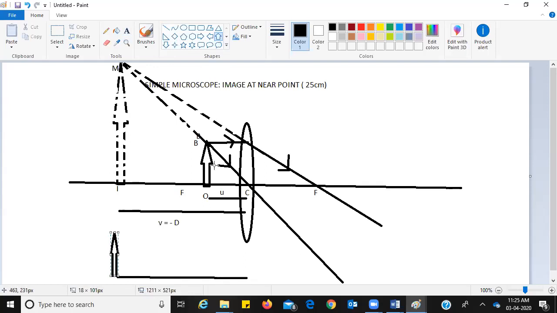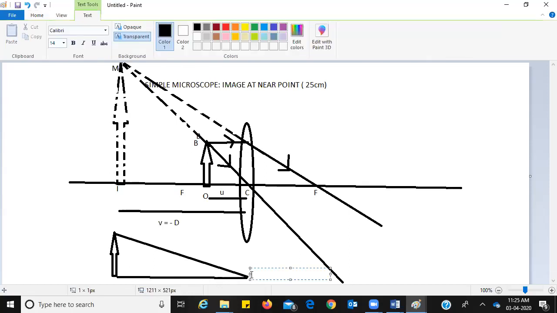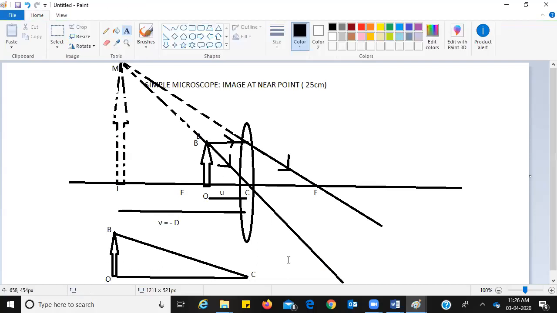I can draw the same here. And this angle is called theta O. If I mark the letters, this is C, this point is B, exactly B, and this is the actual O height. The actual object is transferred to the near point. You can draw it in the same figure, or you can draw it outside the figure also. This is to avoid confusion.